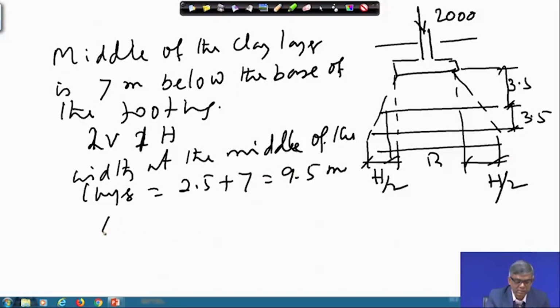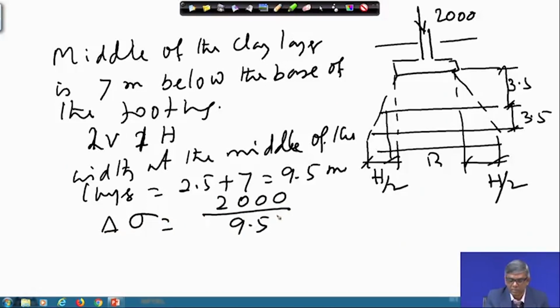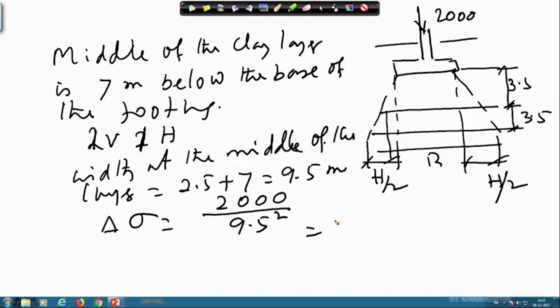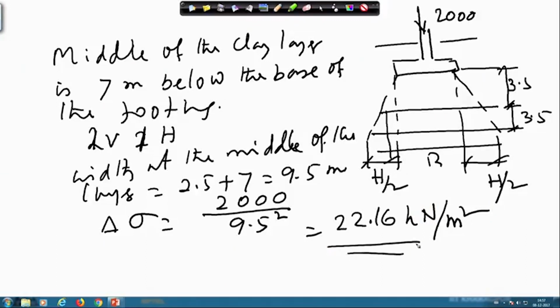So, your pressure delta sigma will be equal to 2000 divided by 9.5 square. If you calculate, it comes as 22.16 kilonewton per meter square. Okay. So, this delta sigma we have got.